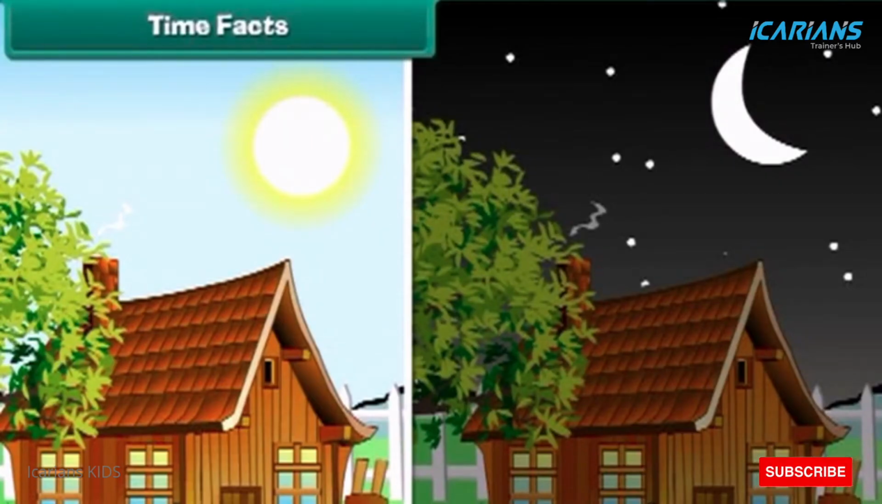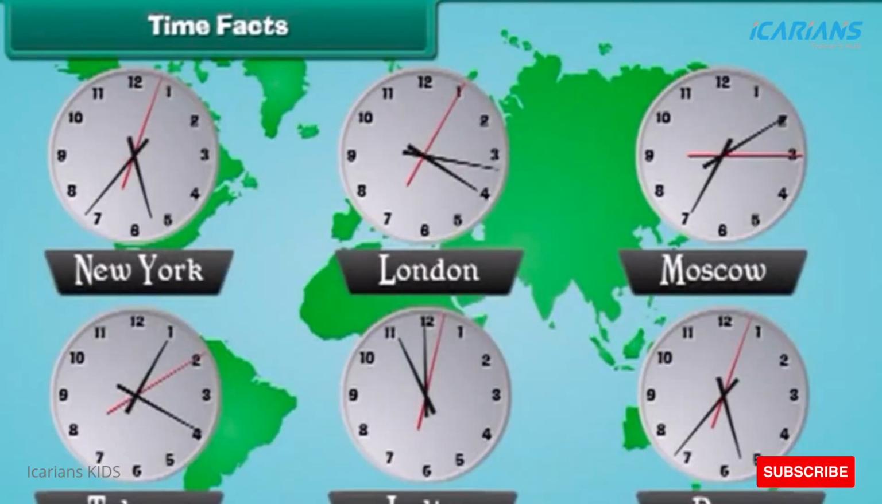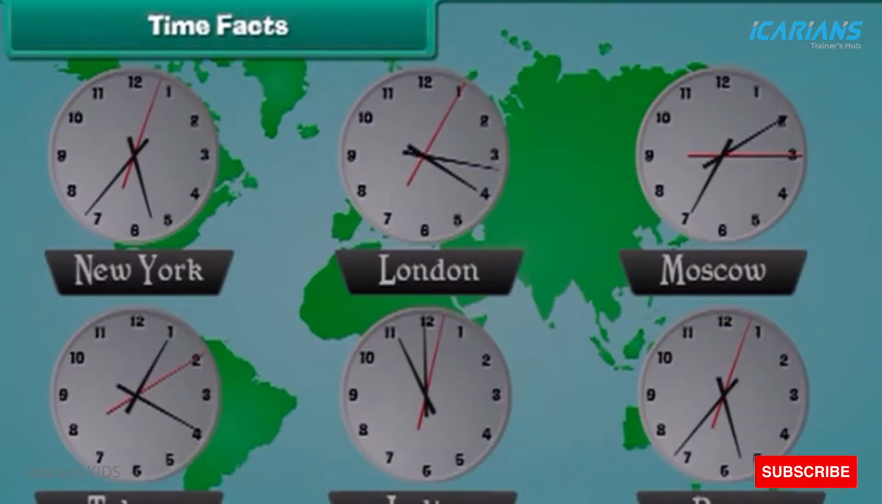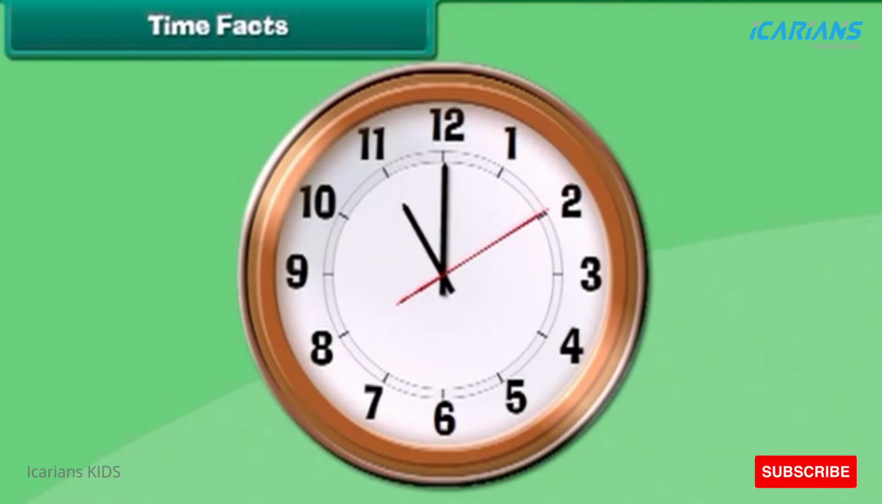As we just saw, at some places it is daytime and at others it may be night. Time changes when we move across the world. A clock is used to read time. As you see, a clock has 3 hands. The short hand tells about hours, the long hand tells about minutes, and this thin hand tells about seconds.